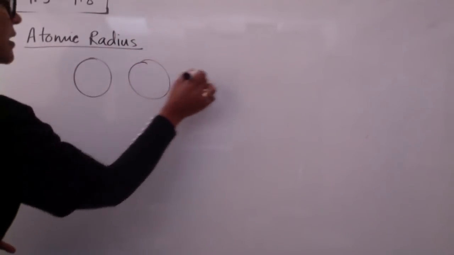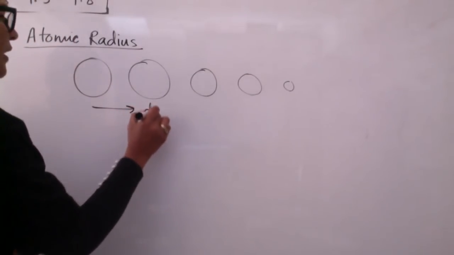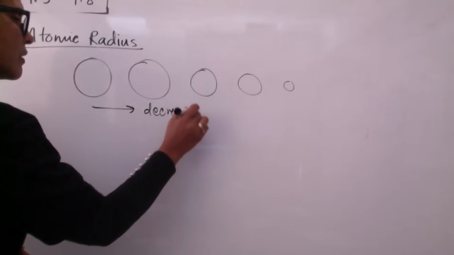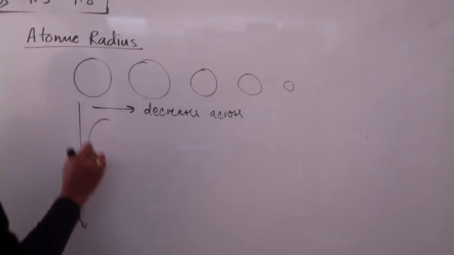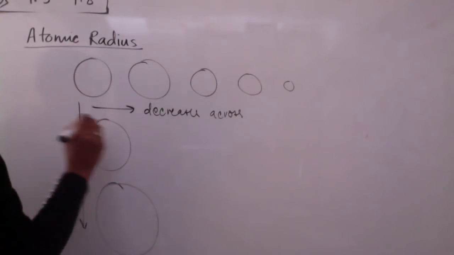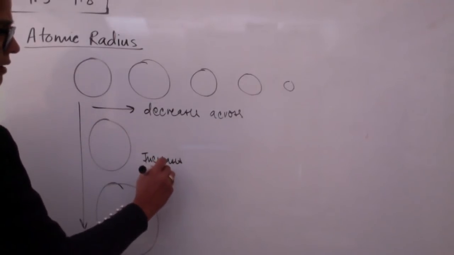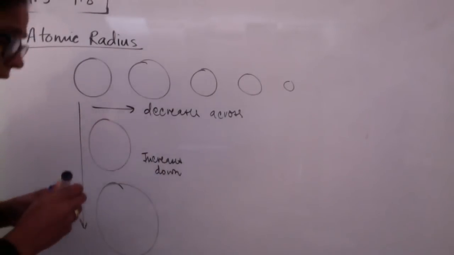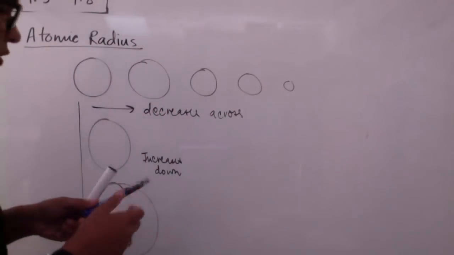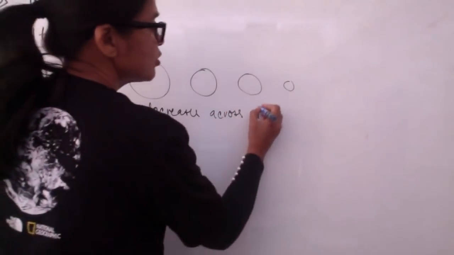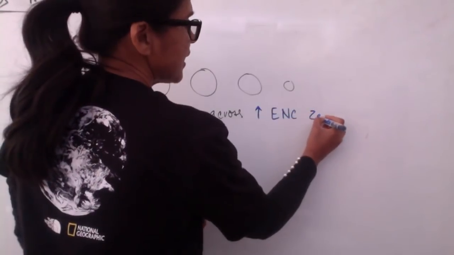Atomic radius decreases across a period and increases down a group. The reason atomic radius decreases across a period is the increase in effective nuclear charge, or Zeff.